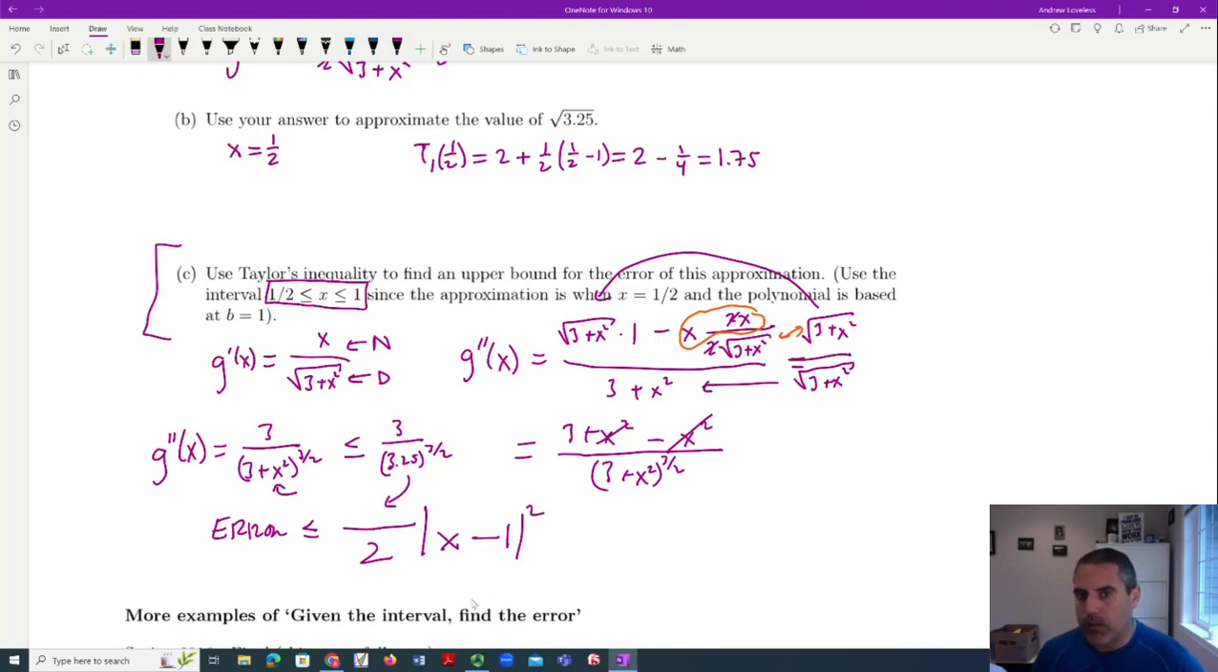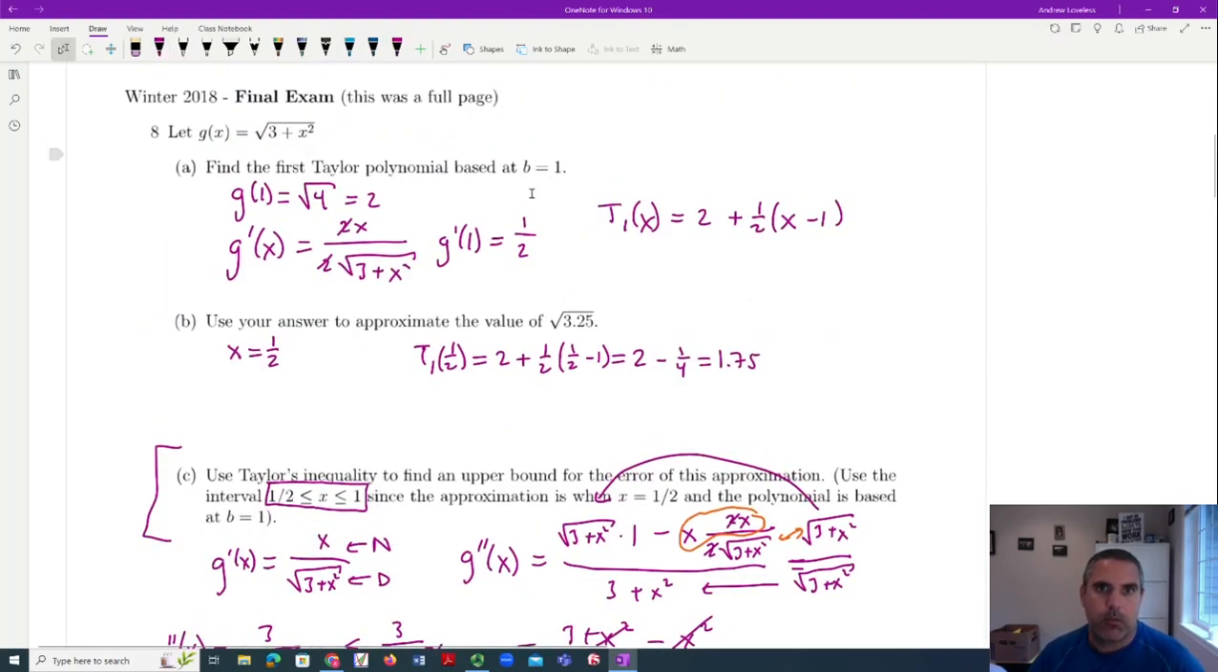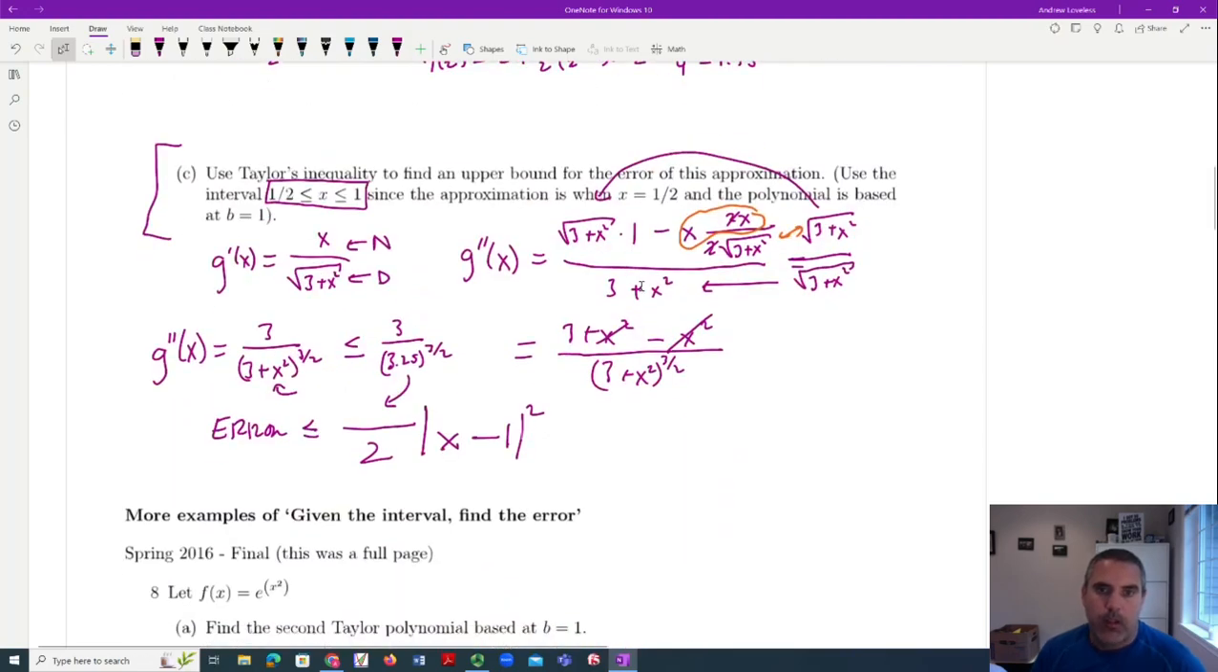That's Taylor's inequality. It was based at, sorry, was it based at 1? Yep, it was based at 1. And then we're going to plug in whatever we were approximating at, which was at 1/2. And then we compute that number, and there's our answer.